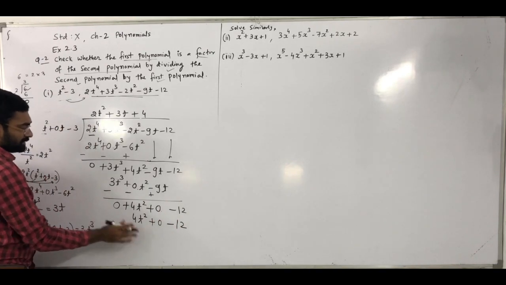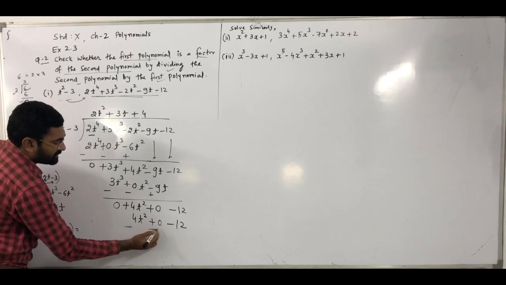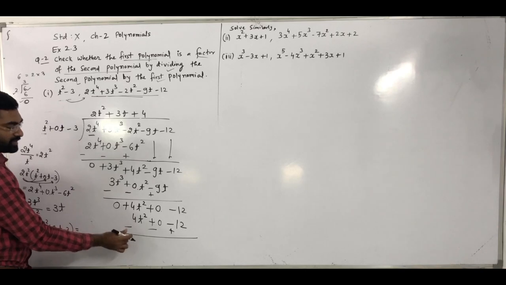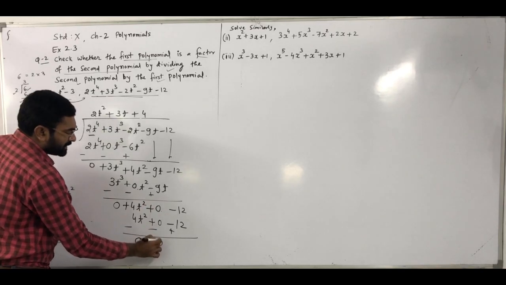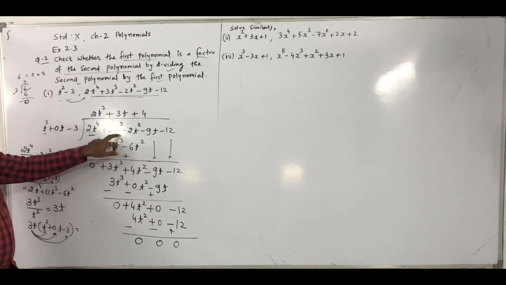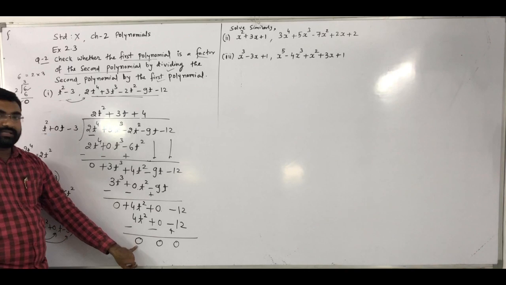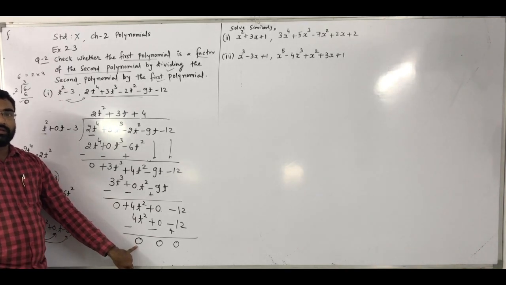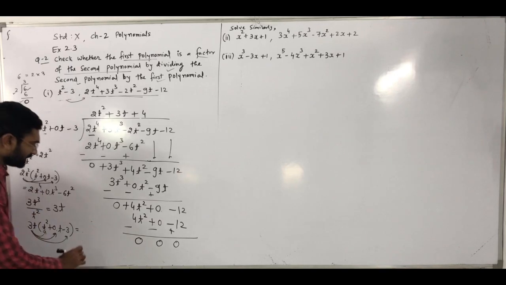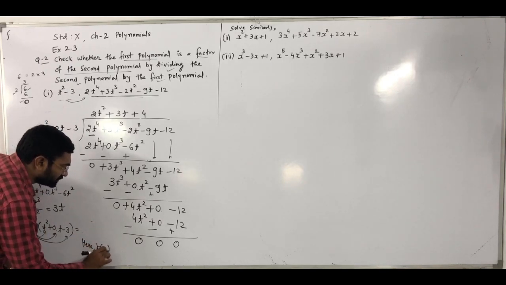Now change the sign. Here plus becomes minus, plus becomes minus, minus becomes plus. So plus 4t square minus 4t square is 0. Minus 12 plus 12 is 0. So when we divide that polynomial by this polynomial, we get the remainder polynomial as 0. It means this polynomial is a factor of that one. So here we can mention the answer: r of x is equal to 0.